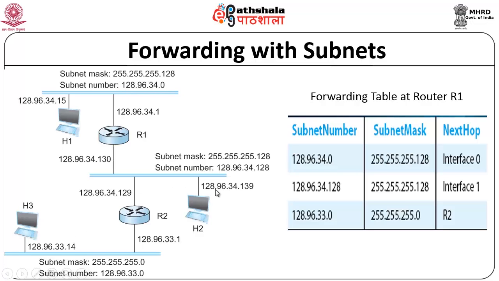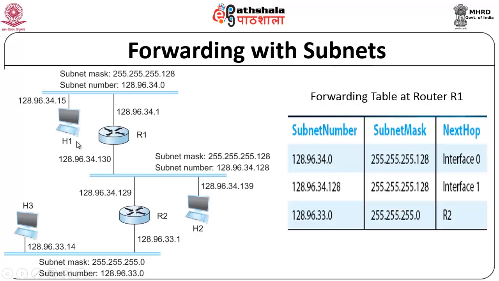Similarly, if you look at this network over here, you will see that the subnet mask here again is 255.255.255.128, and if you apply this mask on both these addresses, the subnet number you will get will be 128.96.34.128. That is, the first 25 bits are common for both these addresses, and that turns out to be 128.96.34.128. This 128 indicates that the first bit of the last 8 bits is a 1, which indicates that it will be included as part of the subnet address.